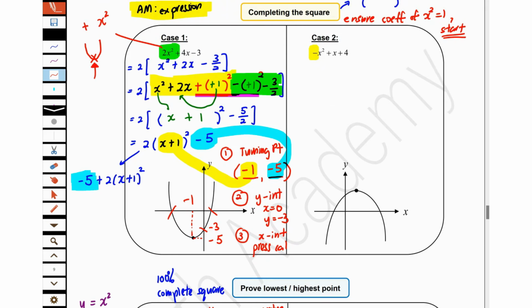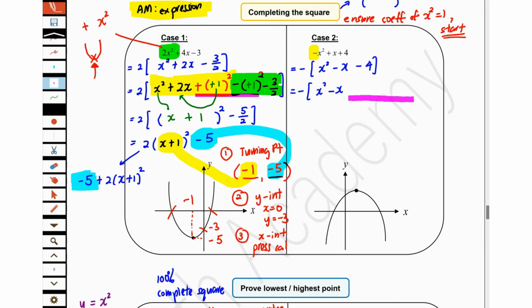I shall repeat the same procedure for case 2. One more time, factorize out the negative sign. Next, the first two items remain the same. You're going to leave some 3 to 4 finger spaces and bring the minus 4 at the back. So in the middle, you're going to add a perfect square, take away the perfect square. The number inside the bracket must always be half the previous coefficient. So half of negative 1 is negative half.